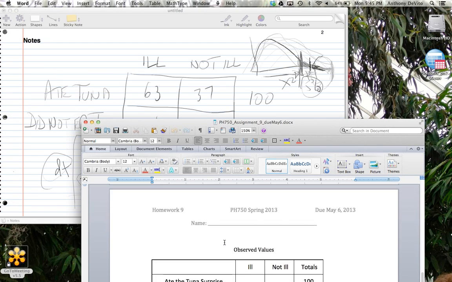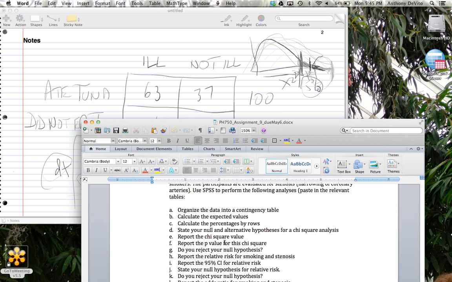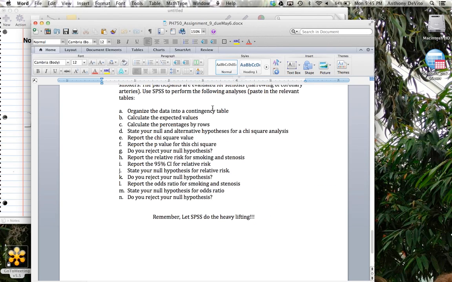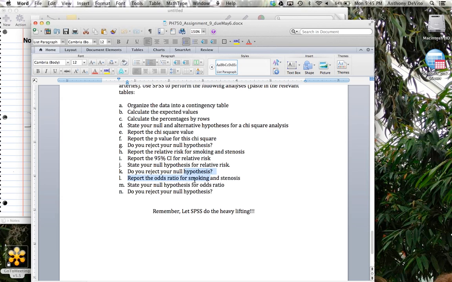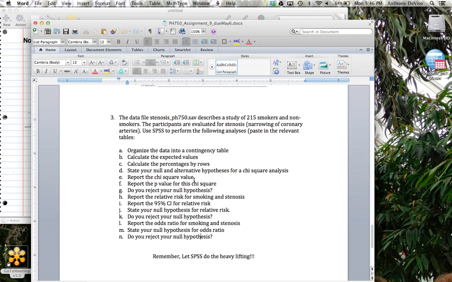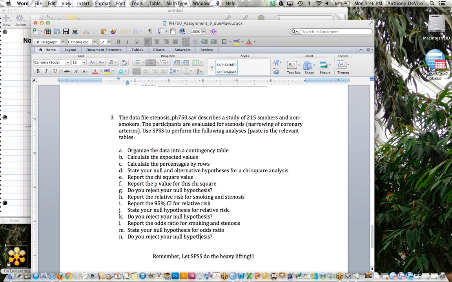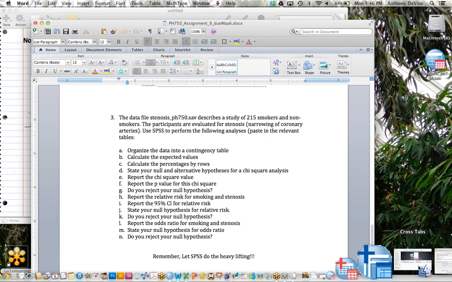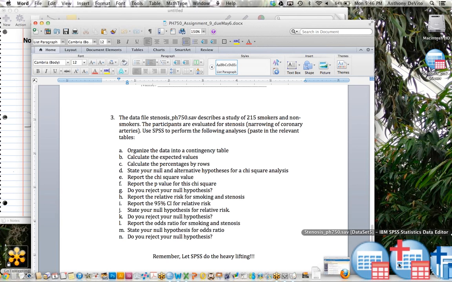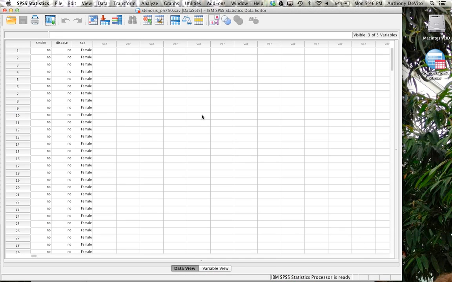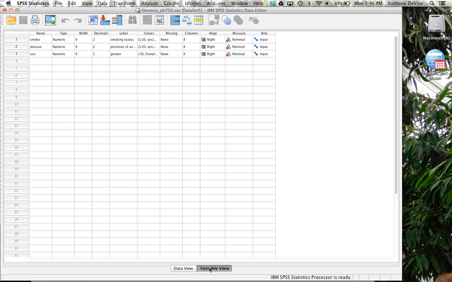Now that last problem on there actually asks you to do a bit more, doesn't it? It asks you to organize the data, to report the chi-square value, to report the p-value for the chi-square, to calculate relative risk, and to give the confidence interval for relative risk, right? A lot of things that involve some calculations that we weren't prepared to do in Excel. So we're going to take a look at that. Stenosis is the name of the document, and I think I have that already opened in SPSS. Let me find it. There we go. There it is. Okay.